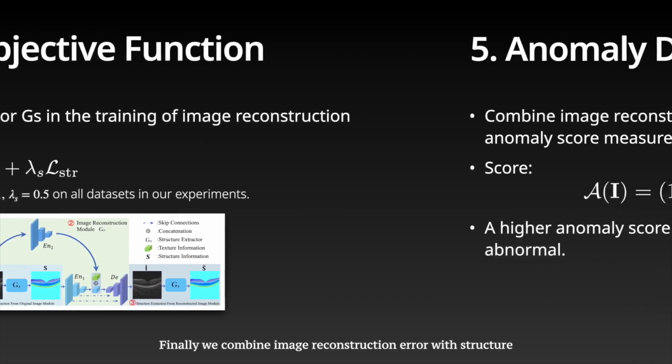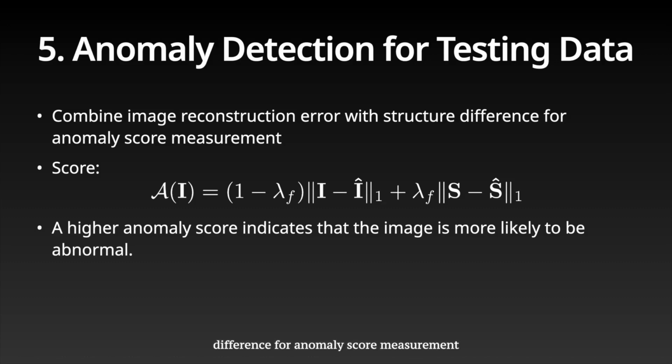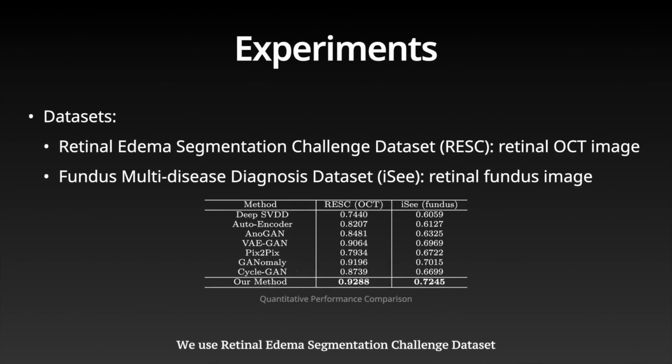Finally, we combine image reconstruction error with structure difference for anomaly score measurement, and a higher anomaly score indicates that the image is more likely to be abnormal. We use the Retinal Edema Segmentation Challenge dataset and fundus multi-disease diagnosis dataset to train our network. Here is our result compared with other baseline methods on both datasets.